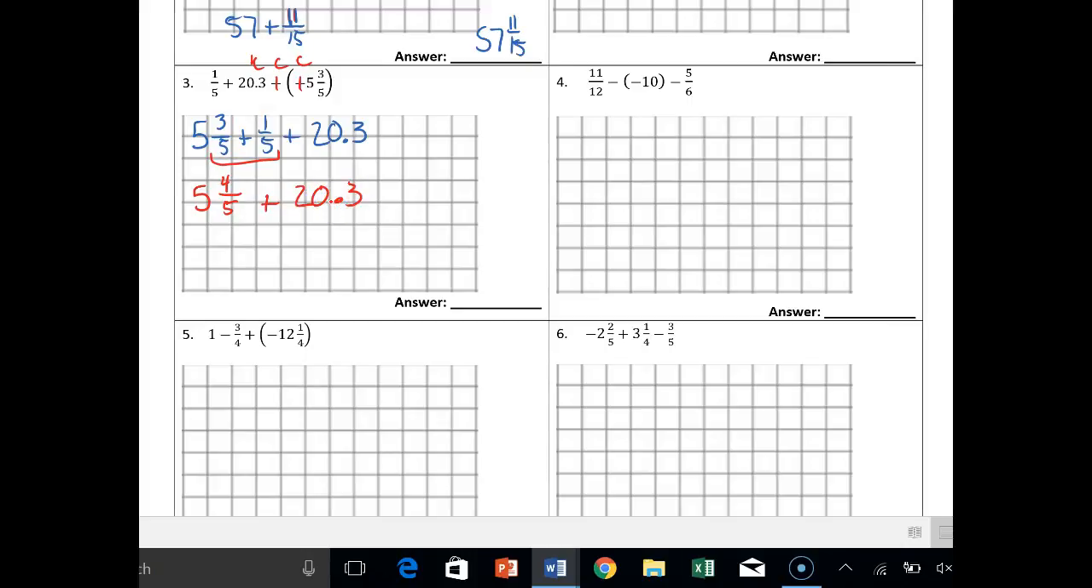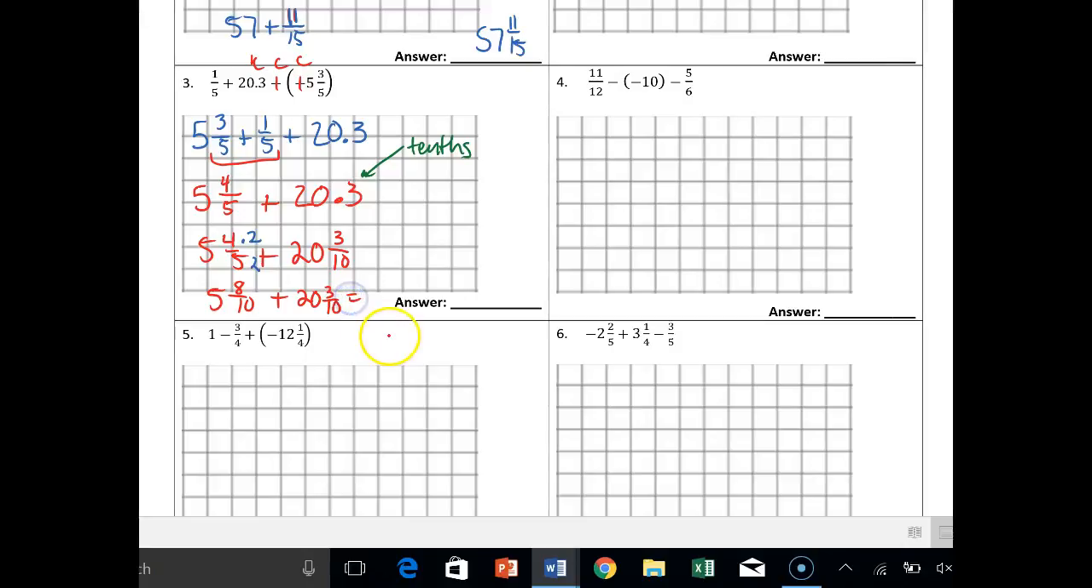20.3. Now you shouldn't freak out because you know how to change a decimal into a fraction, right? The 0.3 is in the tenths spot. So basically this 20.3 becomes 20 and 3 over 10, right? So you're going to have 5 and 4/5 plus 20 and 3 over 10. The 0.3 just became 3 over 10. So now all you need to do is find common denominators, right? So say times 2 times 2, and I have 5 and 8/10 plus 20 and 3/10.